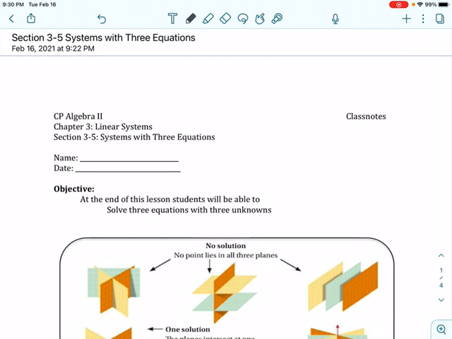Hi everyone. So today we're going to work on solving systems of three equations. In other words, three equations, three unknowns. If you remember when you had one unknown like x, you would just solve something like 3x plus 12 equals 10.